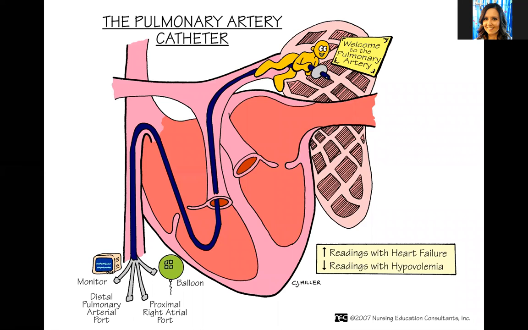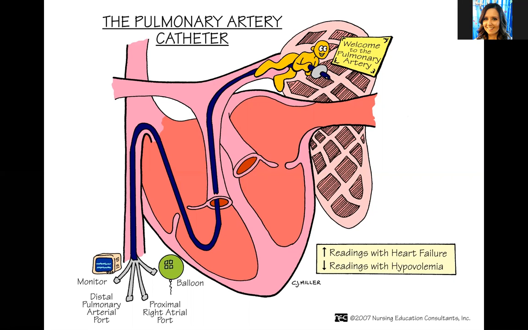So the next thing I want to talk about is an invasive line that we can use to measure further hemodynamics, and it's called a pulmonary artery catheter. So it's a form of a central line, but remember with central lines, the tip of that central line sits in the SVC, so directly above the right atrium. With pulmonary artery caths, they are what they say. The tip sits in the pulmonary artery. So the pulmonary artery cath is still on the right side of the heart.